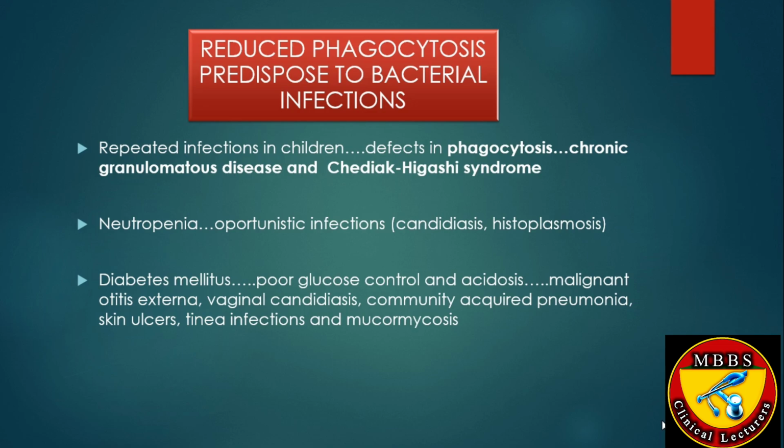In diabetes mellitus, the most commonly seen infections are malignant otitis externa, vaginal candidiasis, community acquired pneumonia, skin ulcers, which are very commonly seen, tinea infections, and mucormycosis.